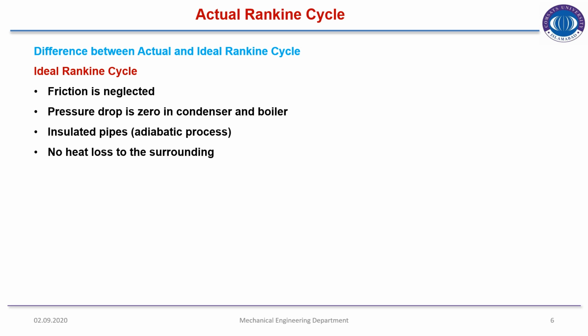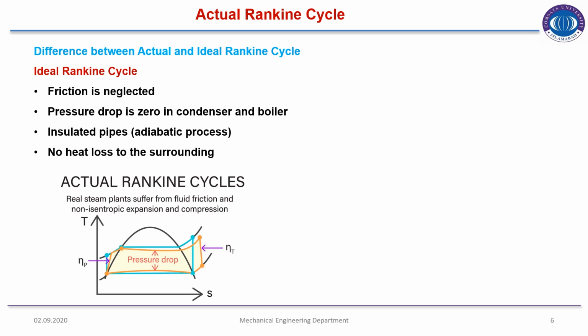In the ideal Rankine cycle, the process of friction is neglected. In the previous lecture, I already mentioned that the fluid friction is neglected. As the friction was neglected, there was no pressure drop. So the pressure drop is zero in the condenser and boiler, and the pipes are insulated. Also, as the friction was neglected, the pressure drop in the pipes was neglected. So pipes were considered insulated, and the process is considered adiabatic, so there was no heat loss to the surroundings.